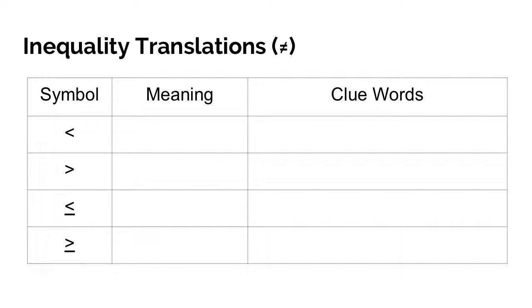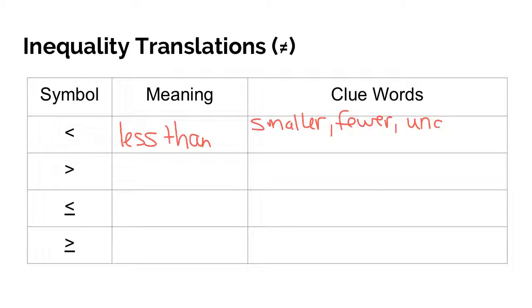All right, so our symbols. This first symbol you see, this is actually a less than symbol. And you might see some cue words. I can't write everything, of course, but you might see something like smaller, fewer, under, below. Those types of words will clue you in that you have a less than symbol.